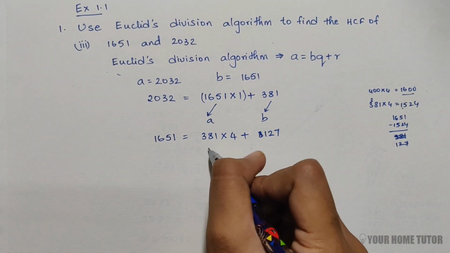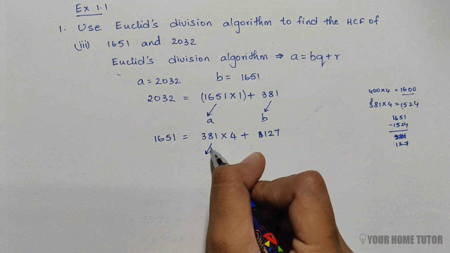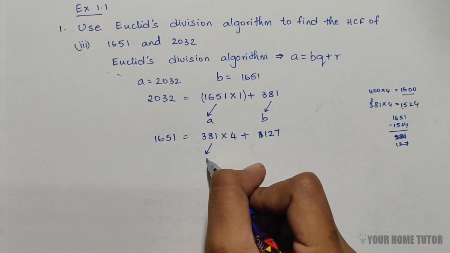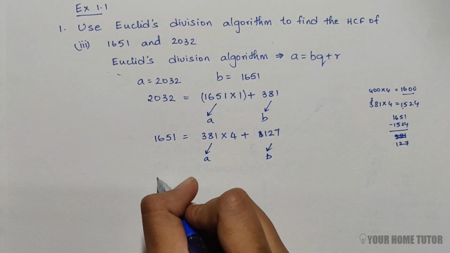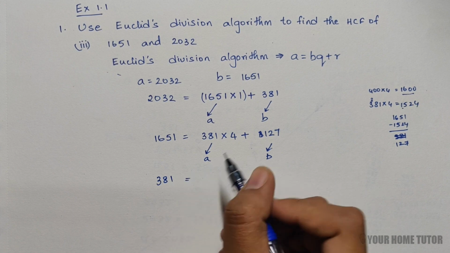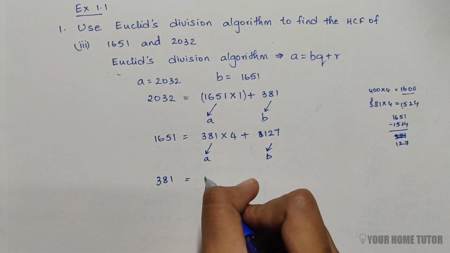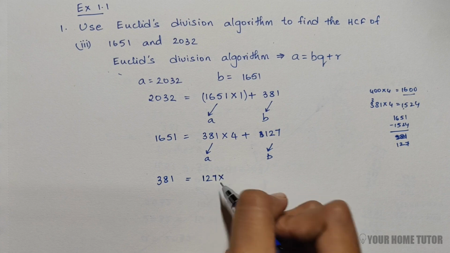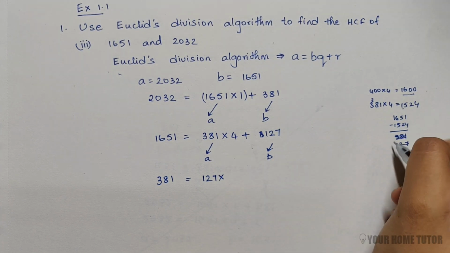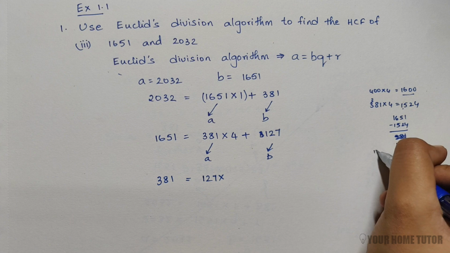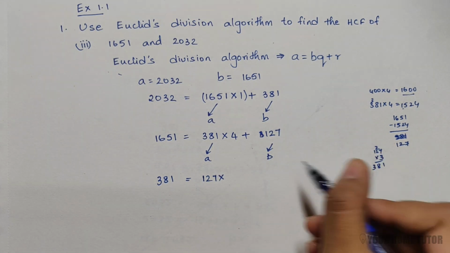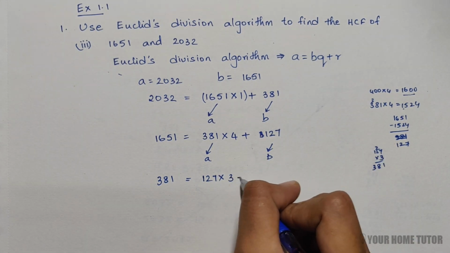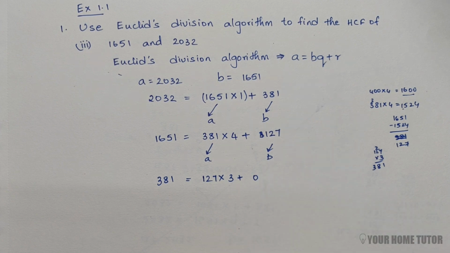Now taking the step further, now the bigger number 381 will be A and the smaller number 127 will be B. So 381, applying Euclid's division algorithm again, equal to 127 into, let me try 127 into 3, 21, 3 2s are 6, 8, 3 1s are, oh very good. So we would get 127 into 3 plus 0.